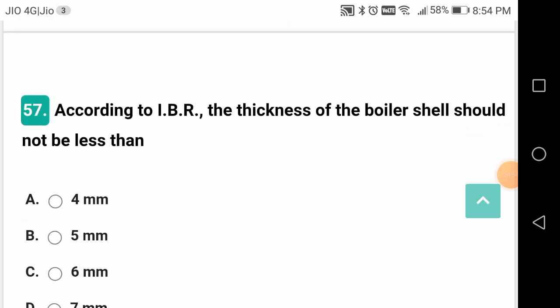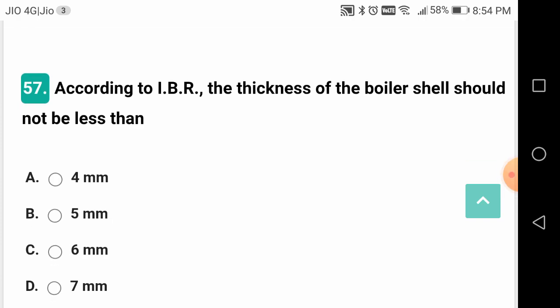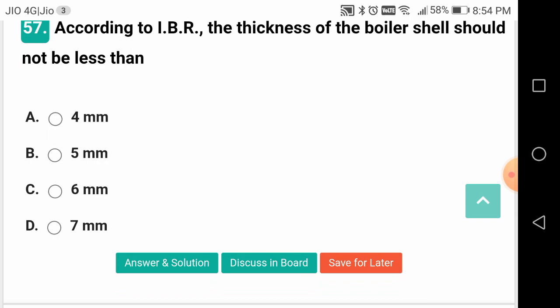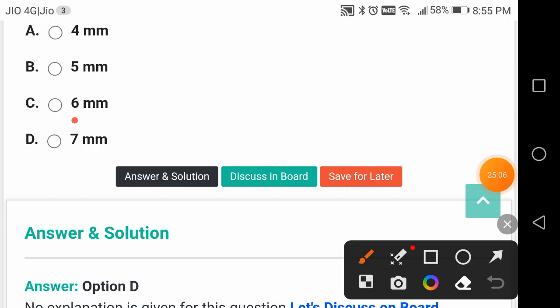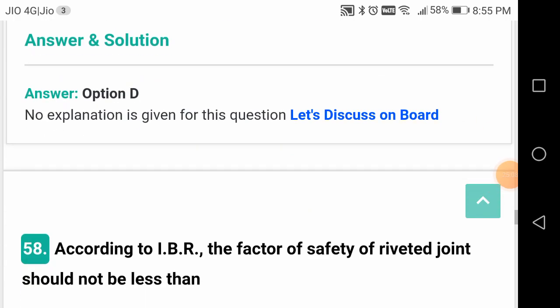According to IBR, Indian Boiler Regulations, the thickness of the boiler shell should not be less than how much? Minimum thickness is asked: 7 mm. Remember these values.